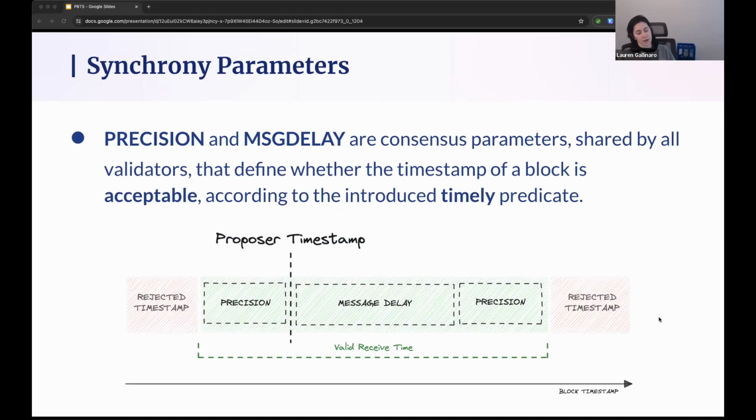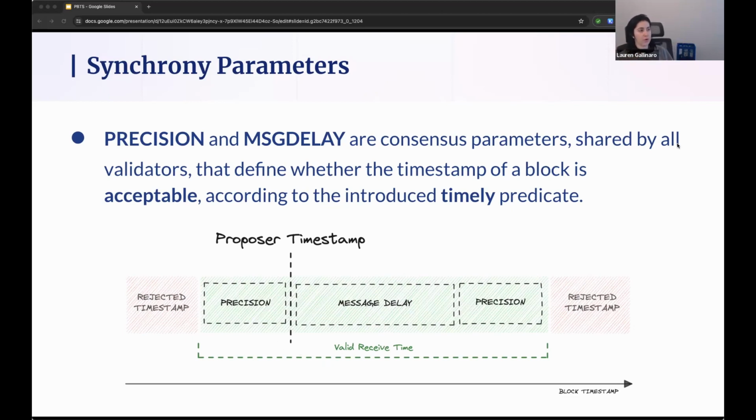So basically, the API that we're introducing is a message delay and precision value. The way that we're going to be calculating whether or not the proposer's timestamp is timely is within this window with negative precision, and then we are adding a message delay in addition to the precision value. And so at any point in the receive time window, a proposal will be judged as timely.